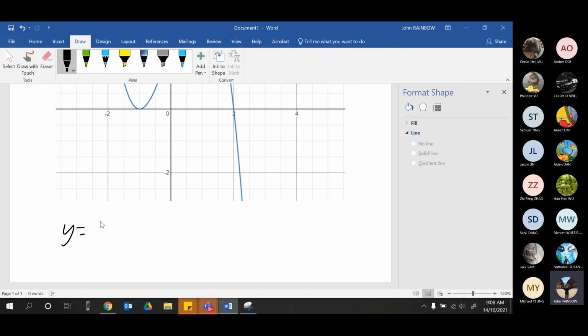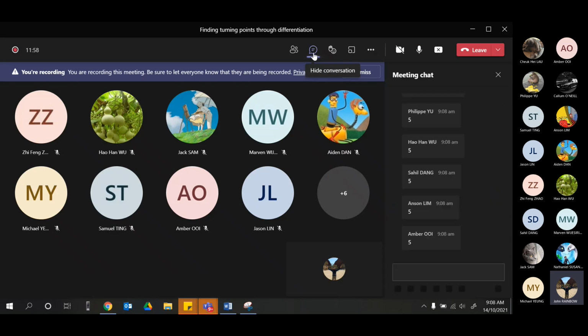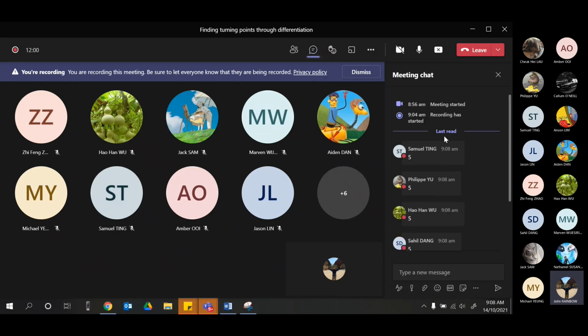Y equals 2 plus 3x minus x cubed. Okay. Let's see how we're going. Excellent. Fantastic. Great. All right.